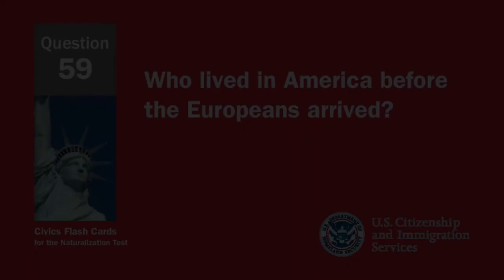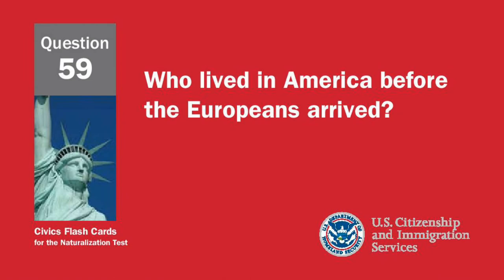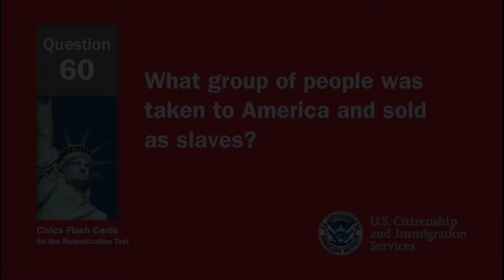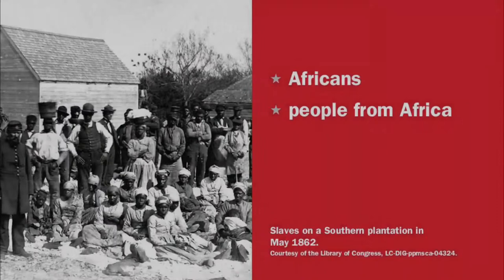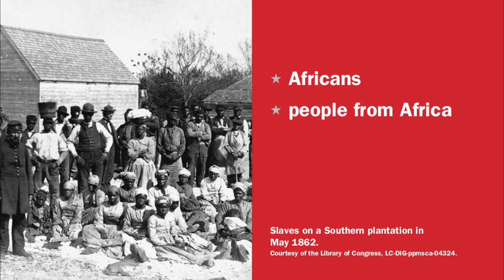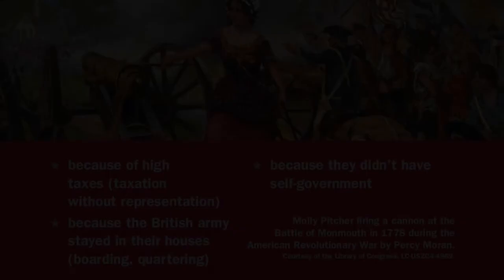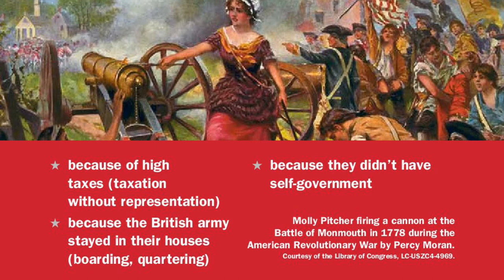Who lived in America before the Europeans arrived? American Indians, Native Americans. What group of people was taken to America and sold as slaves? Africans. People from Africa. Why did the colonists fight the British? Because of high taxes, taxation without representation. Because the British army stayed in their houses, boarding, quartering. Because they didn't have self-government.